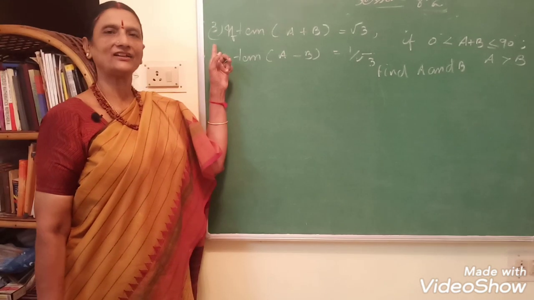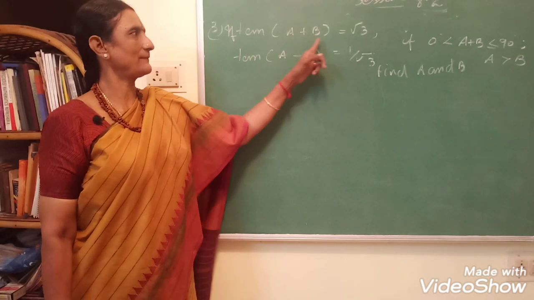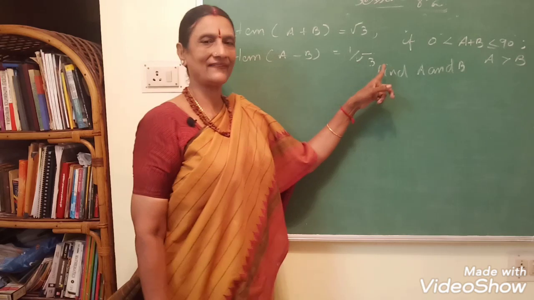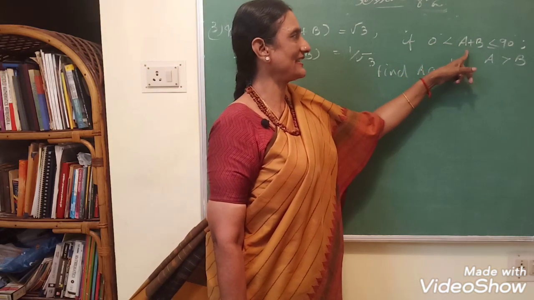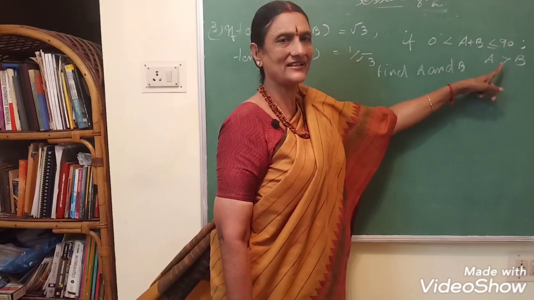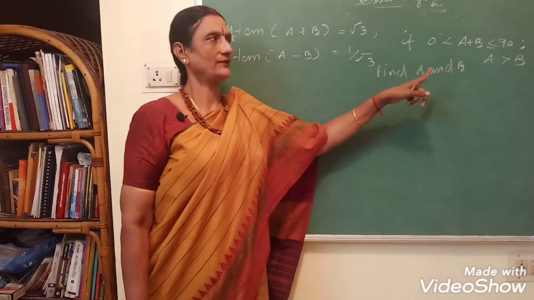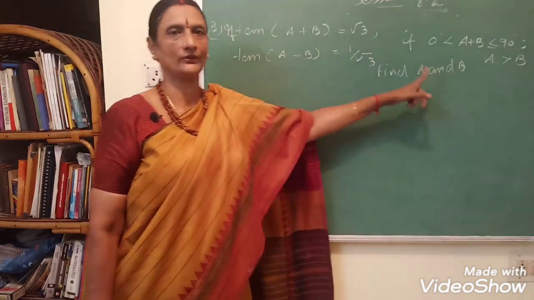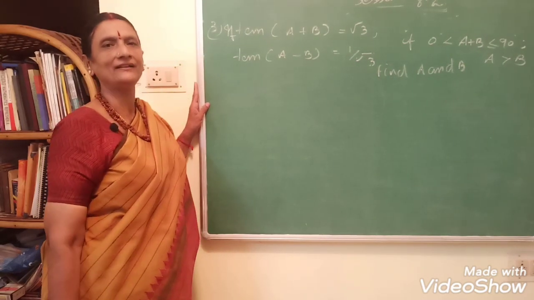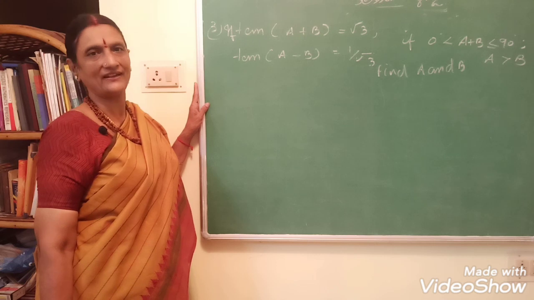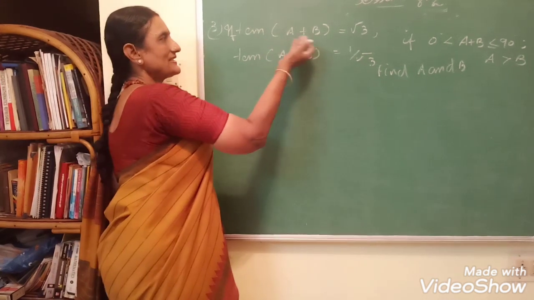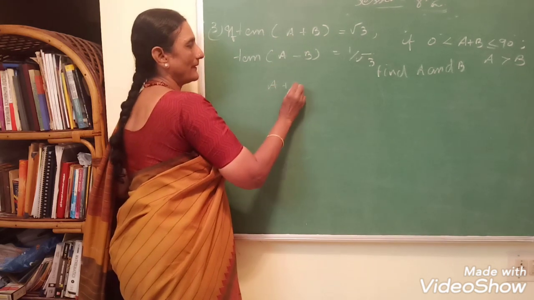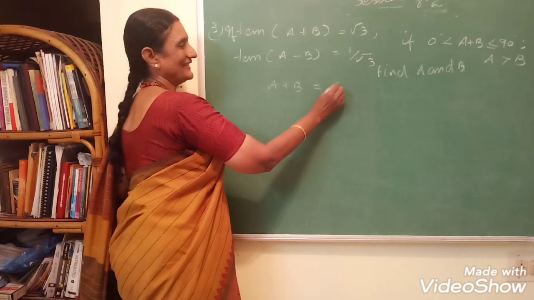Understood? Children, take down the third sum. If tan of a plus b is equal to root 3 and tan of a minus b is equal to 1 by root 3, under the assumption 0 degrees is less than a plus b is less than or equal to 90 degrees and a is greater than b. Okay. So while getting the final answers a and b, you should check whether these conditions hold good. Now you all know the trigonometrical ratio values of angle 30, 60, 90 and so on. Therefore, you can easily say that if tan of a plus b is equal to root 3, it means a plus b must be equal to 60 degrees.